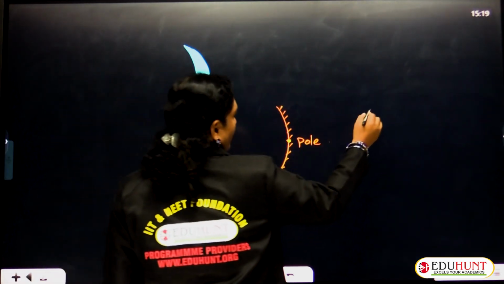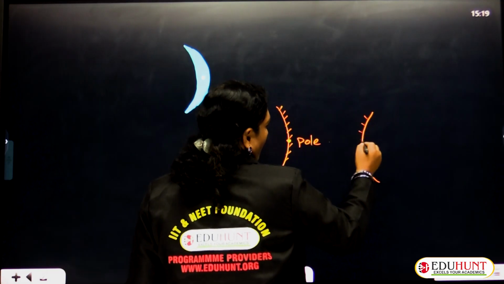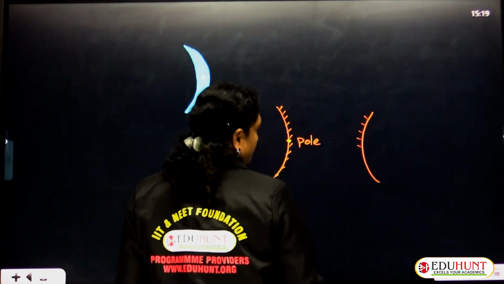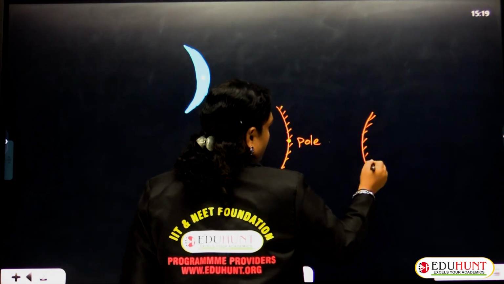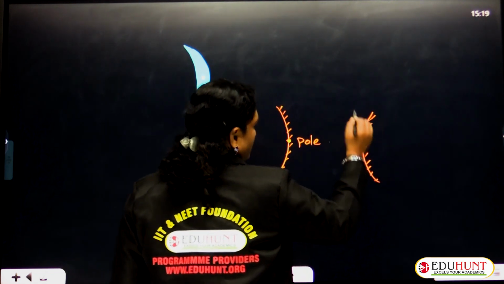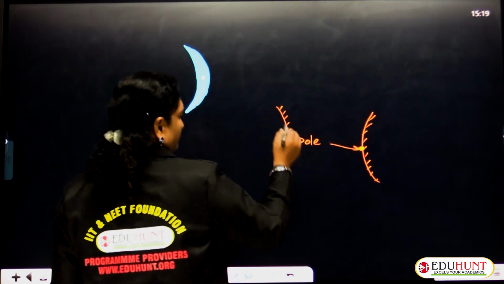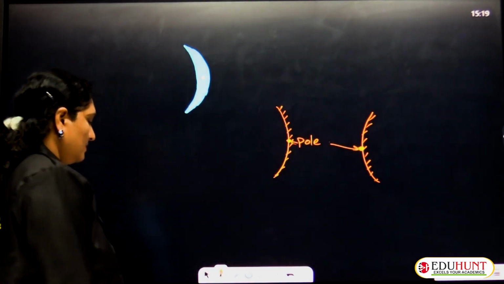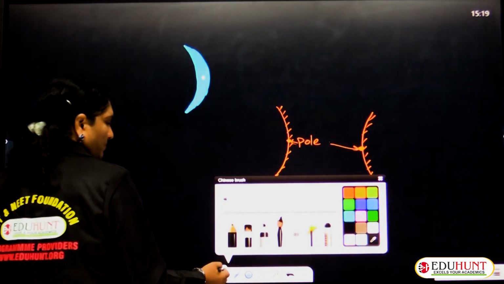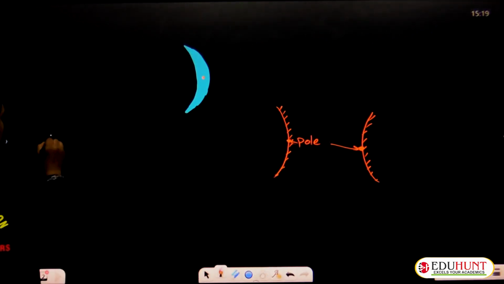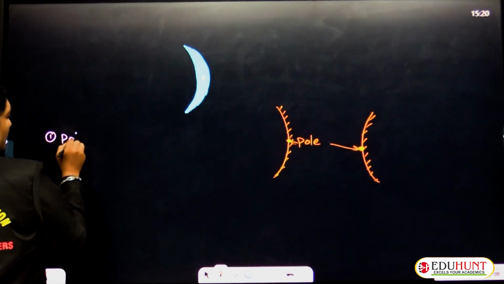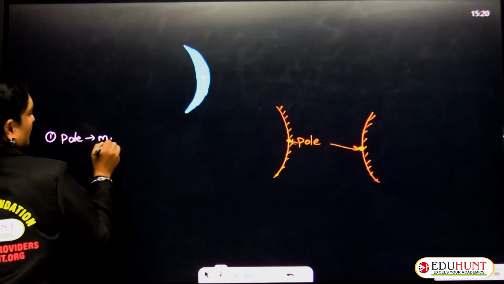Whether it happens to be a concave mirror or a convex mirror, the pole is nothing but the midpoint of the mirror. Fine. So the first one is all about the pole: the midpoint of the mirror.